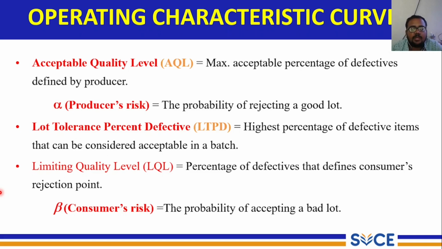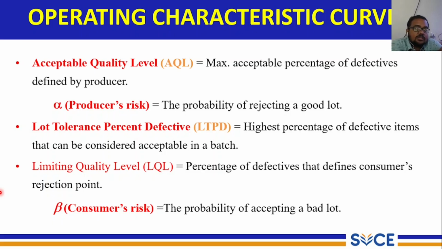Next, we'll be seeing about the important concept of OC curve, which is also called the operating characteristic curve. It is one of the key important topics in sampling. And before we move on to the actual OC curve, there are a few terms which need to be known. First one is AQL, which is called acceptable quality level. What does it indicate? It is the maximum percentage of defectives as defined by the producer, right? It is the maximum percentage of defectives which the producer can give out.